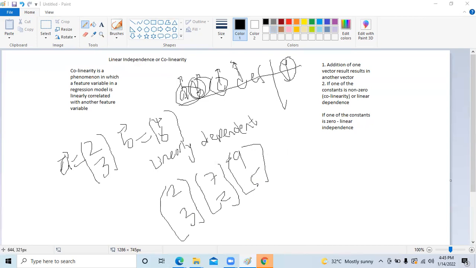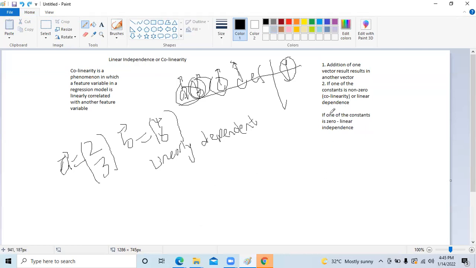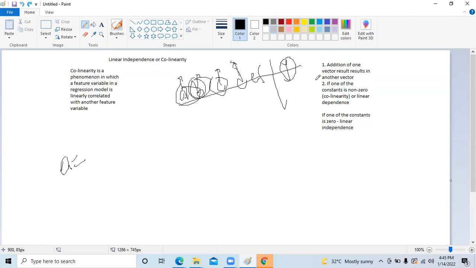But now let me give you a last example that explains this second condition. That says if one of the constants is non-zero, then we have linear dependence. But if one of the constants is 0, then we have linear independence. So let's clean this up. This will be pretty rough. So I need you to write down as I'm writing. Right?